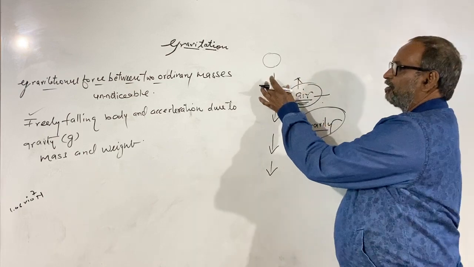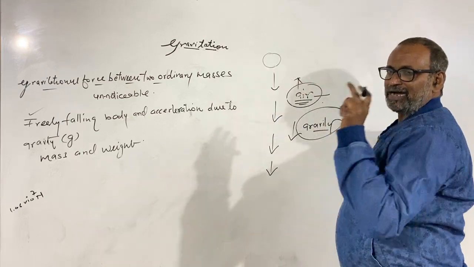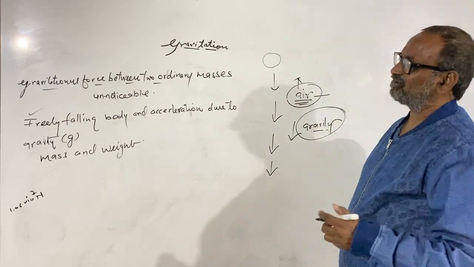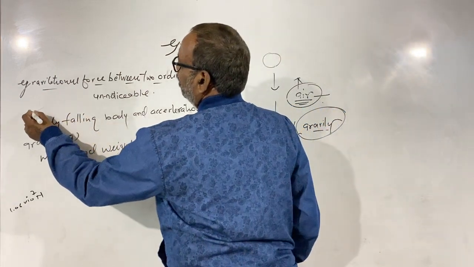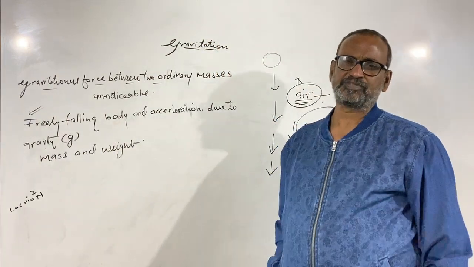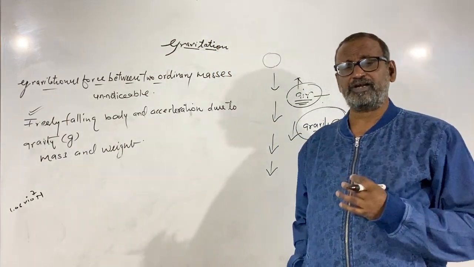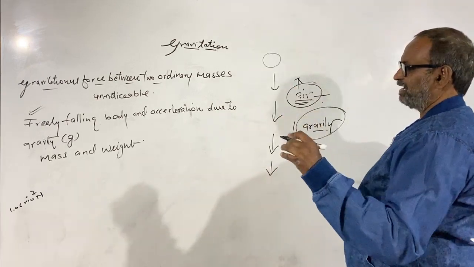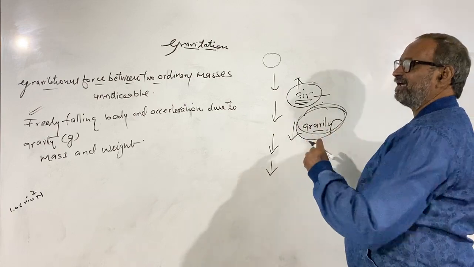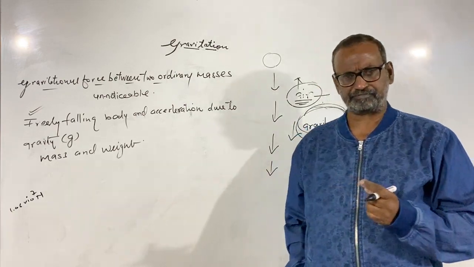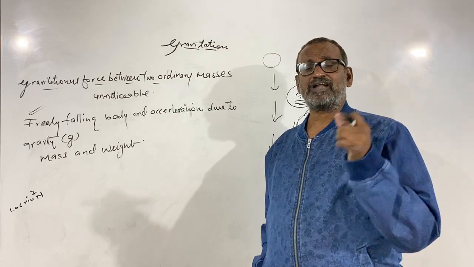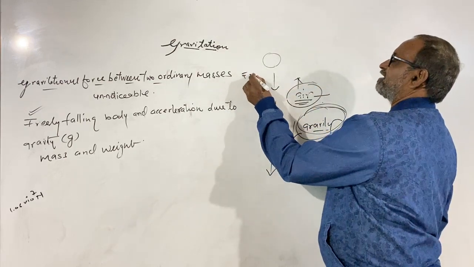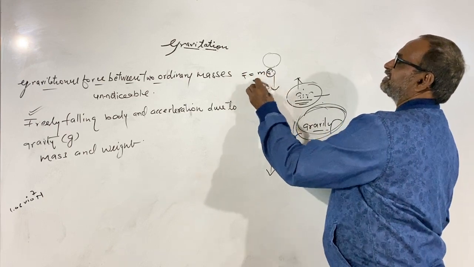This body, which is falling under the influence of gravity only, is called a freely falling body. So in the case of a freely falling body, we assume that there is no force except the force of gravity acting on the body. And you have learned in the previous lesson that when a force acts on a body, an acceleration is produced in it.